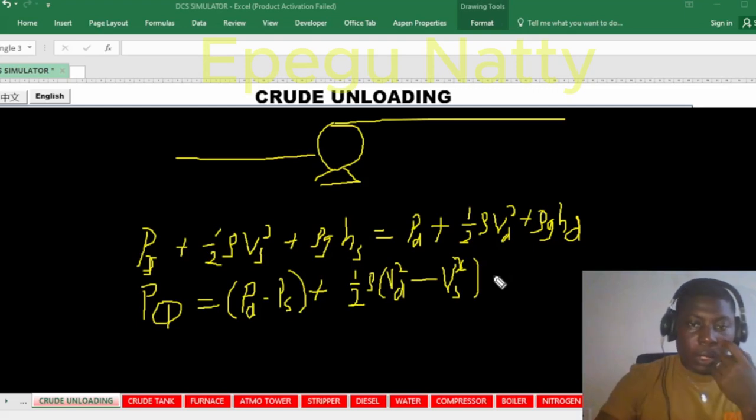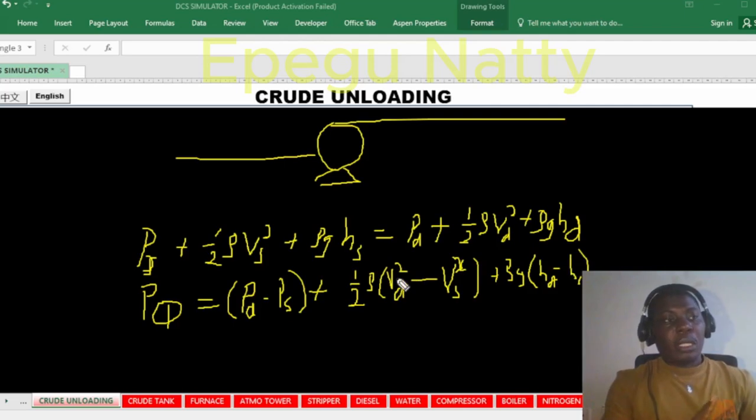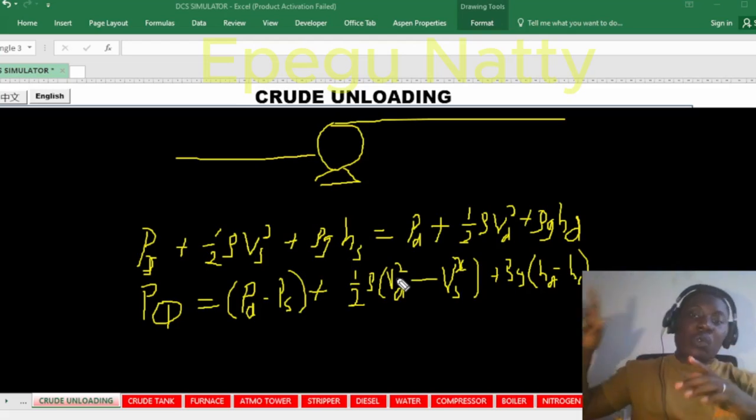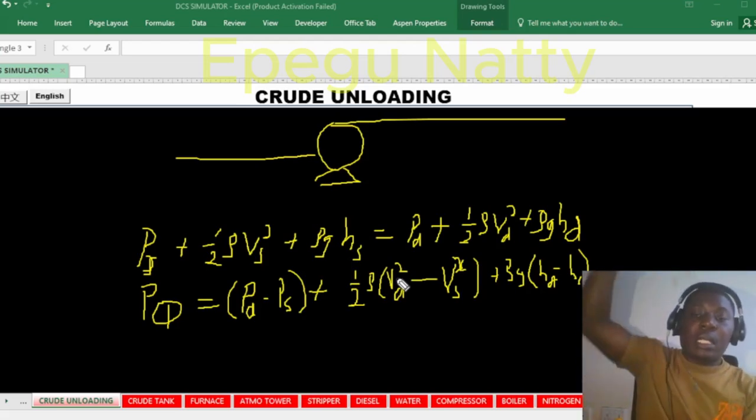And then we look at the height, which is the potential energy. So plus rho g into brackets height of the discharge and the height at the suction. So when we talk about height, we are talking about the heights of the elevation at the suction side. So the tank elevation, the height of the pipe inlet to the tank, and also the elevation of where our fluid is going to.